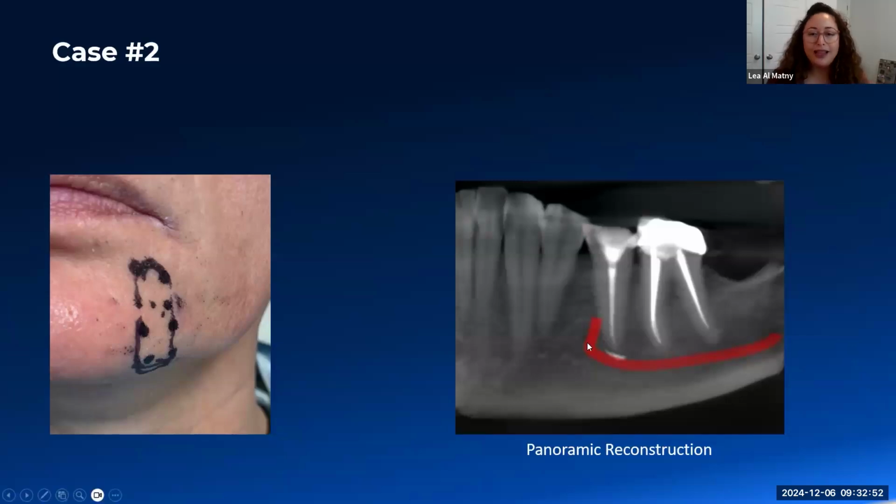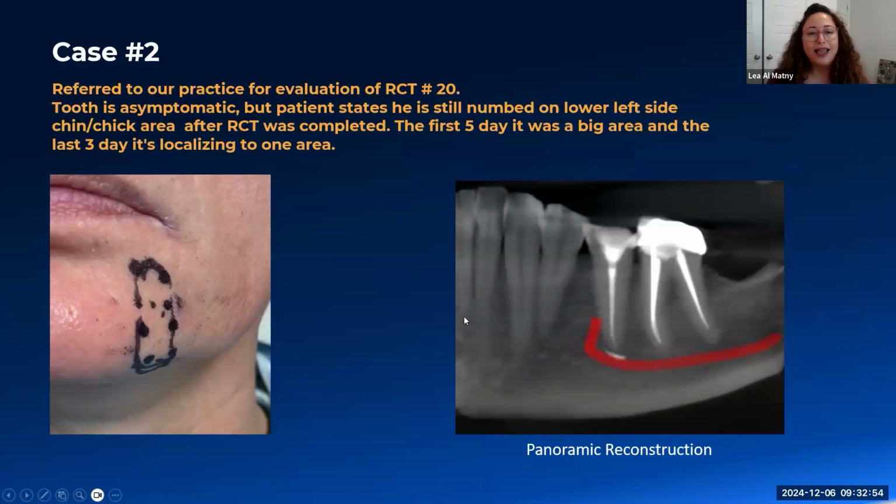Number 20. And the tooth is asymptomatic. The one symptom the patient does have is numbness on the lower left side. This numbness started after the root canal treatment was completed. After 5 days, we were able to see that the numbness localized to where the mental foramen is.